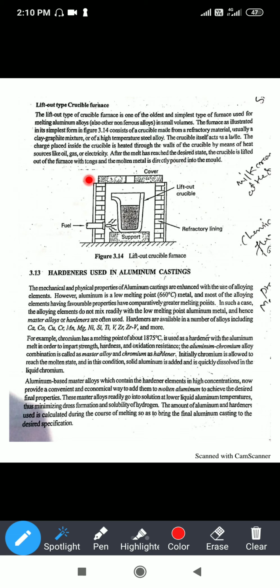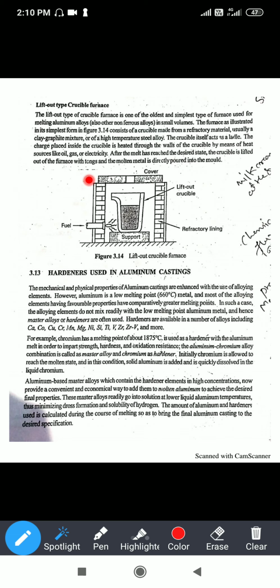The next one is the proper calculation of the ratio. On the basis of that ratio, the alloys are added to the aluminum during melting, so that it can melt properly, mix with the aluminum and get the desired properties. These types of alloys are called master alloys. So which alloys are used for improving the mechanical and physical properties of aluminum casting, that we'll see.